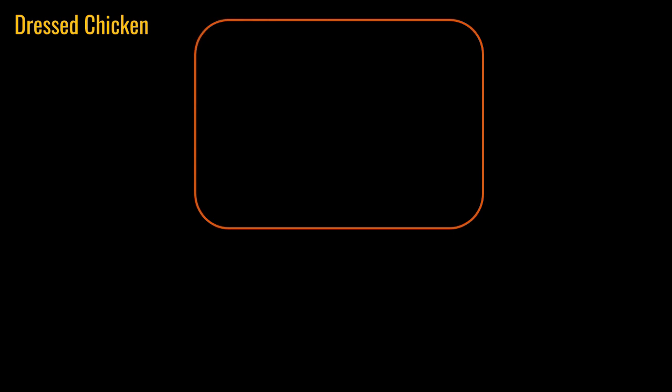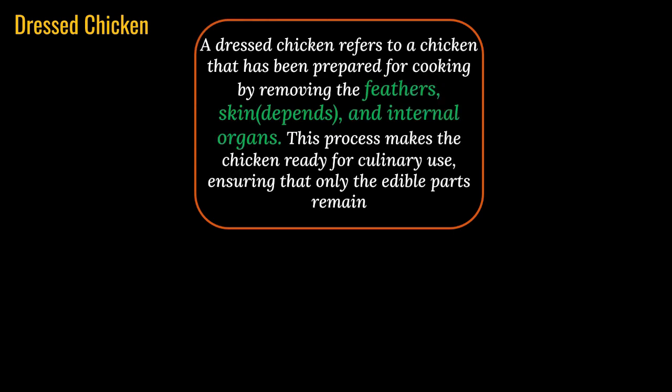Firstly, to get a concept about the dressed chicken. Dressed chicken means what? A dressed chicken refers to a chicken that has been prepared for cooking by removing the feathers, skin (it depends, it can be with skin or without skin), and internal organs. That means all will be removed. This process makes the chicken ready for culinary use, ensuring that only the edible parts remain.